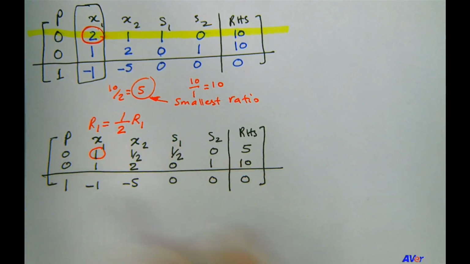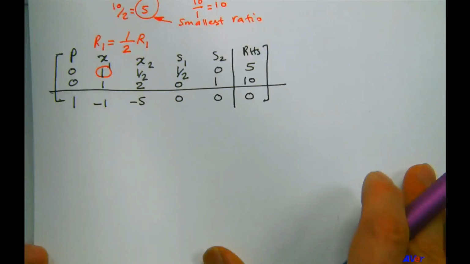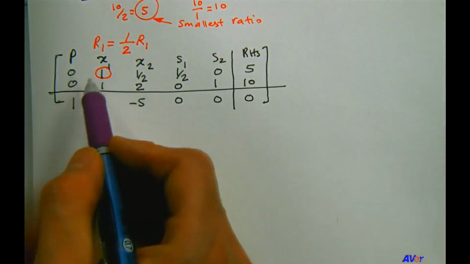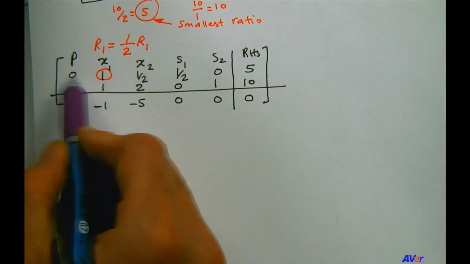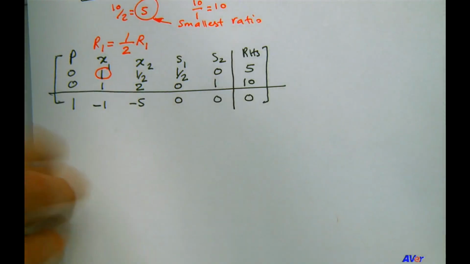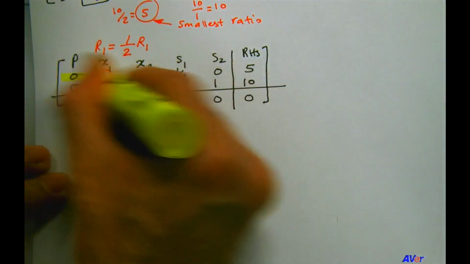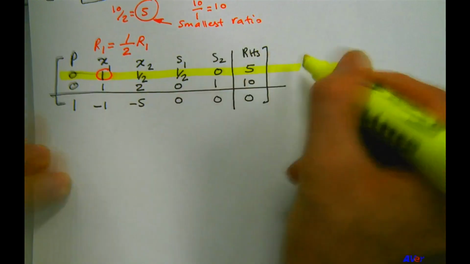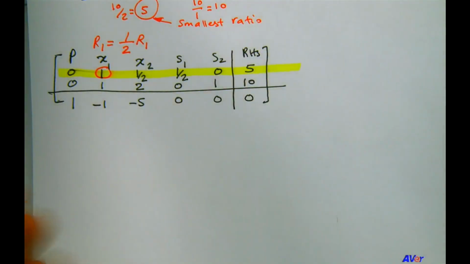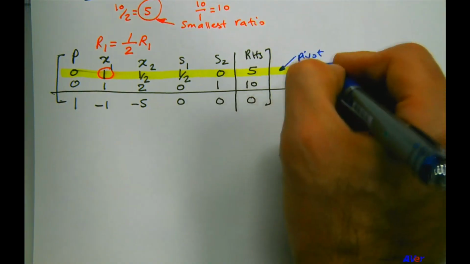Now, which row do you think is the pivot row at this point? Well, the same row that contains the pivot element is the pivot row. So the pivot row is this one, because it contains the pivot element. So let's write that down. This is the pivot row.